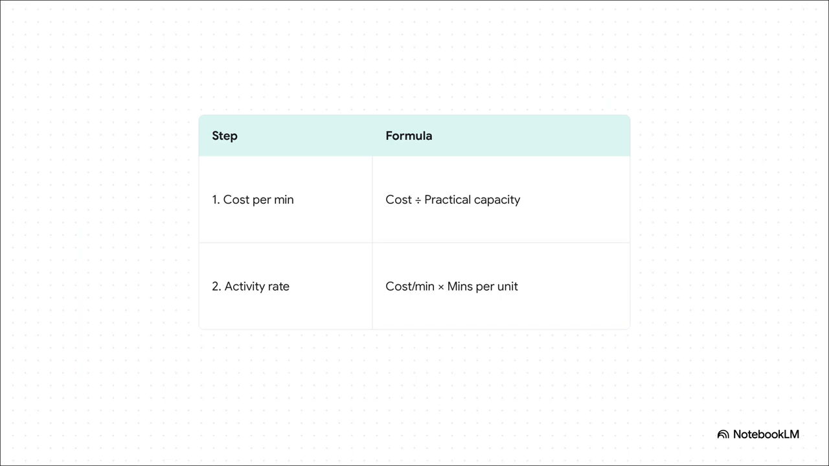Take a mental screenshot of this right now. This is the two-step formula to level up your cost assignment without ever having to interrogate a single worker. Step 1, calculate the cost per minute. You just divide total resource costs by the practical capacity in minutes. Super simple. Step 2, calculate the time-driven activity rate by multiplying that cost per minute by the estimated minutes it takes to actually perform one unit of the activity. It's totally objective, it's purely mathematical, and trust me, examiners absolutely love to test this logic in the MAS section.